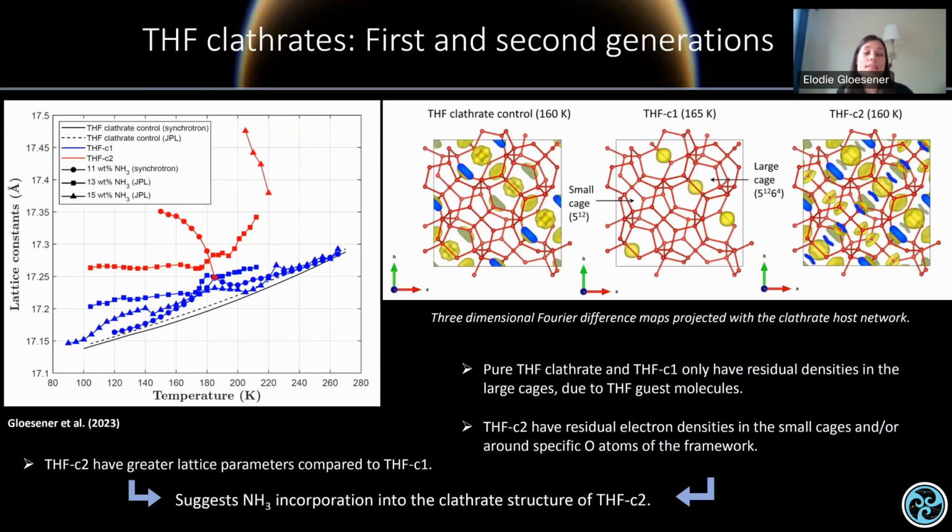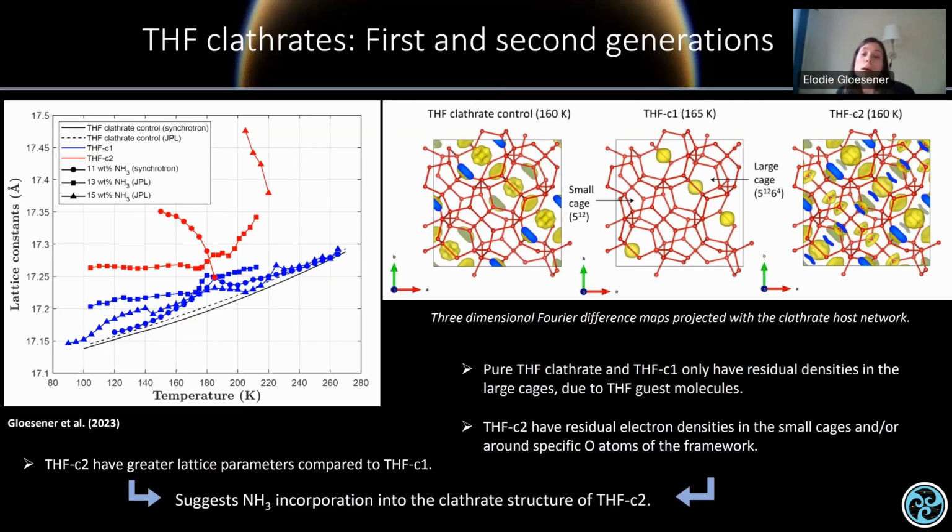In order to identify any structural differences between these THF clathrates, we performed Fourier difference analysis. Here on the top right, you can see a three-dimensional Fourier difference map projected with the clathrate host network. For the THF clathrate control, without ammonia in the system, at 160 Kelvin, and for THFC1 at 165 Kelvin, you can see that we have only residual electron densities in the large cages. So this structure can be said to form the conventional THF clathrates, with THF molecules only occupying the large cages of the structure.